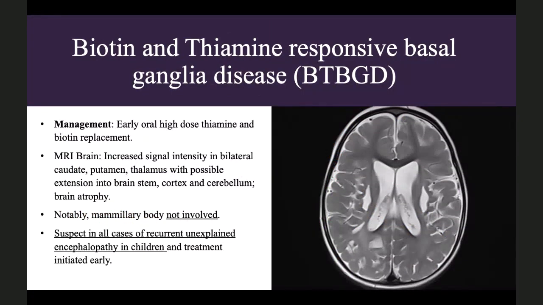Management includes early oral high-dose thiamine and biotin replacement, and MRI shows an increased signal intensity in bilateral caudate, putamen, thalamus, which can sometimes extend into the brainstem, cortex, and cerebellum. Brain atrophy can also be seen, and it's important to note that mammillary body is not involved in this condition. And we need to suspect this disorder in all cases of recurrent unexplained encephalopathy in children that come to us because early treatment is important.